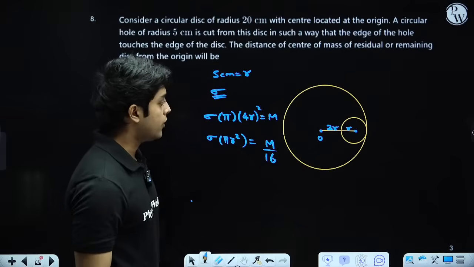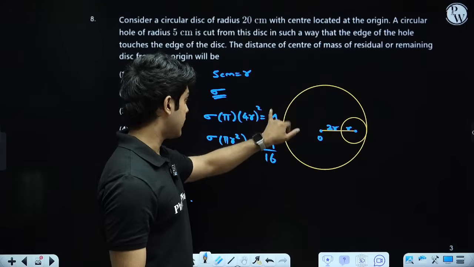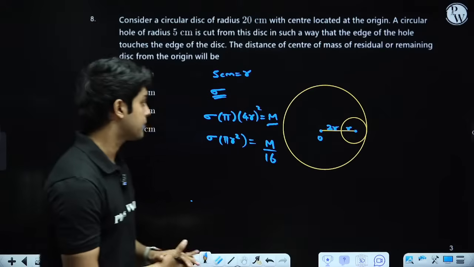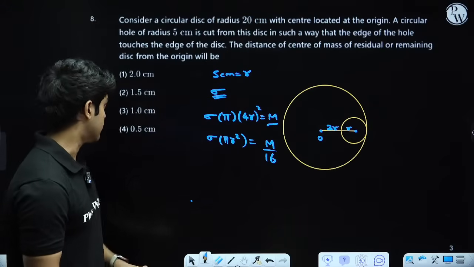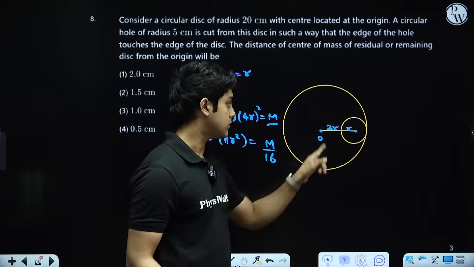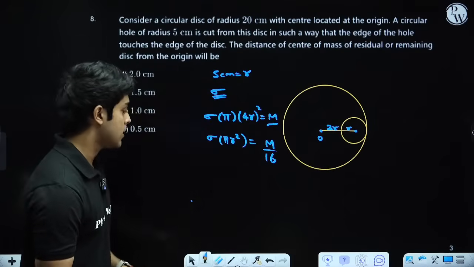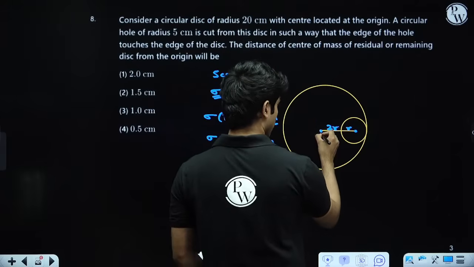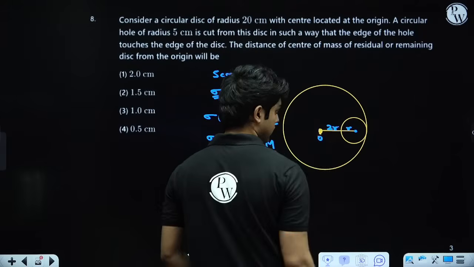Okay, so if the mass of the full disk is capital M, the mass of this hole is m by 16. That is something that we can observe. So m by 16 mass is removed from this m mass disk. So now we can use the center of mass formula. So this is of course my origin.